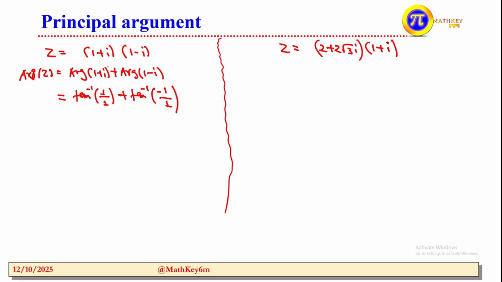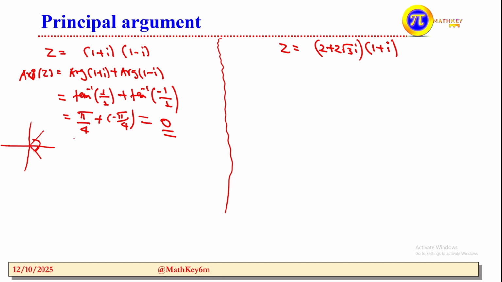Observing this, the first one, 1 plus I, lies at the first quadrant. This means tan inverse of 1, which is equals pi over 4. Similarly, tan inverse of negative 1 lies at the fourth quadrant. This is the same as tan inverse of 1 but its sign is negative. What is that value? It becomes negative pi over 4. This is plus negative pi over 4. What is the result? Which is equals to 0. The argument is 0.